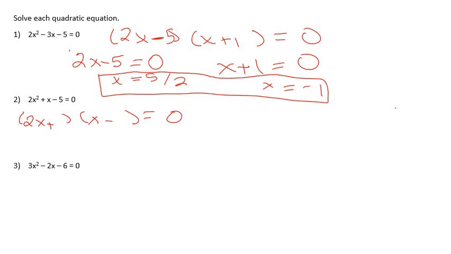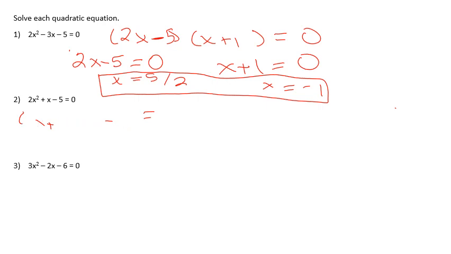I'll try to exchange and put the 5 here, and the 1 there. Well, if I check my outers and my inners, that gives me negative 10x and positive 1x. That's not positive 1. So this one doesn't factor. Uh-oh.